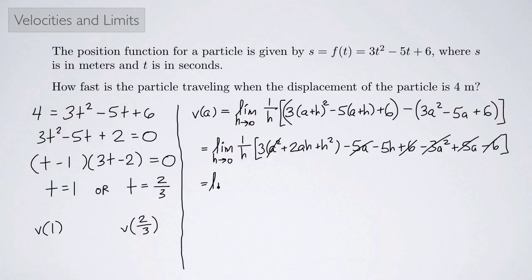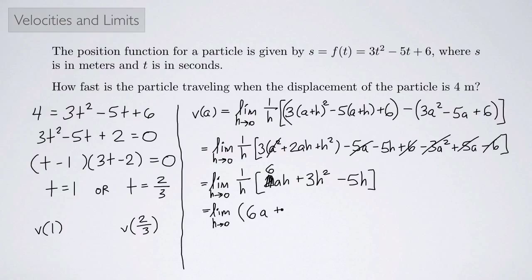And so I have the limit as h approaches 0 of 1 over h. And let's see here, I have 2ah plus, this is going to be 6, because I have a 3 multiplying it. 6ah plus 3h squared minus 5h. And I can cancel one of the h's out. So I'm going to get the limit as h approaches 0 of 6a plus 3h minus 5. And now I can let h go to 0 and end up getting 6a minus 5.